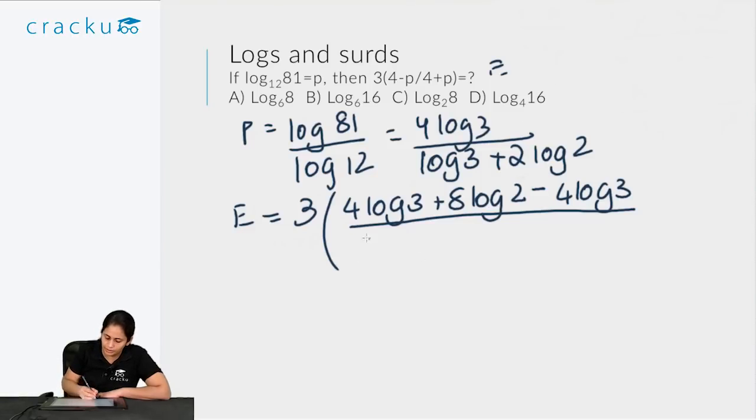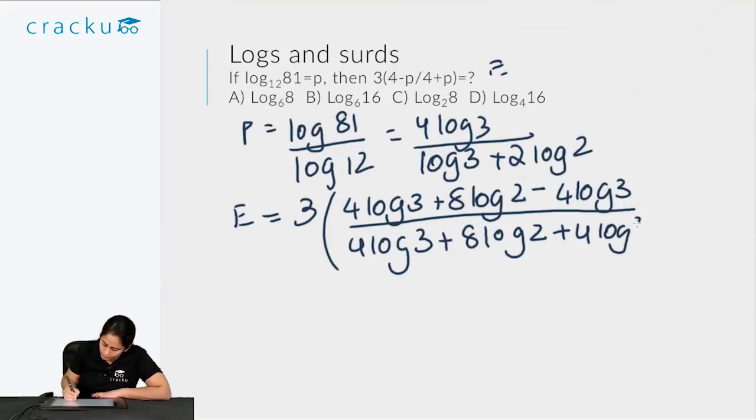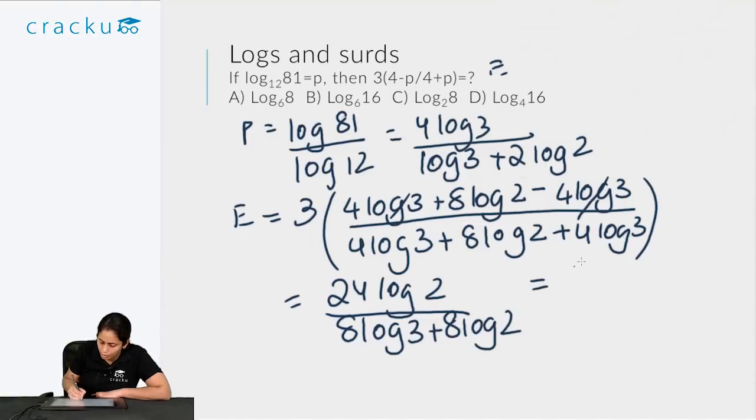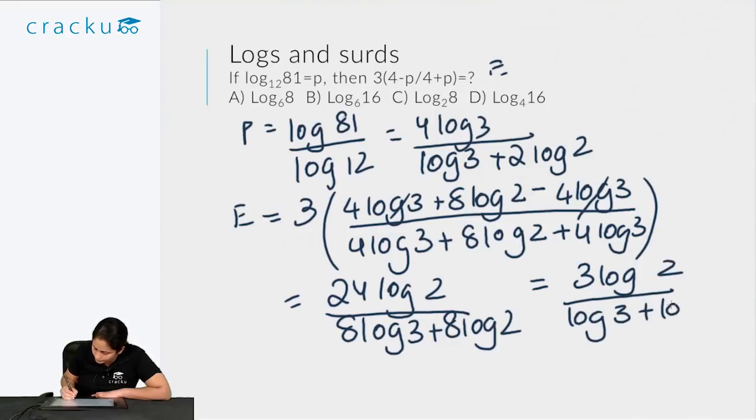And I have 4 plus p, so it is 4 log 3 plus 8 log 2 plus 4 log 3. So in this case, this gets cancelled over here, so I get 3 times 8 log 2, so this is 24 log 2 divided by 8 log 3 plus 8 log 2. So dividing by 8 on numerator and denominator, I get 3 log 2 divided by log 3 plus log 2.